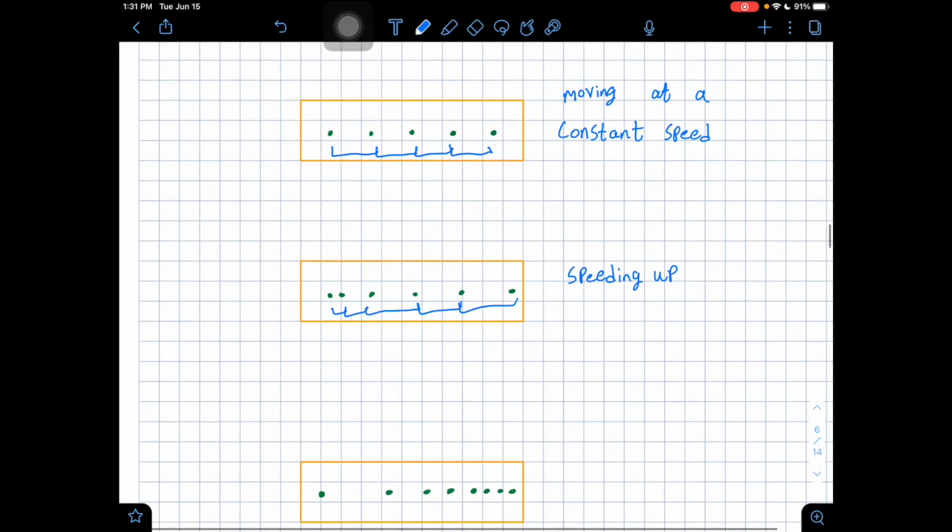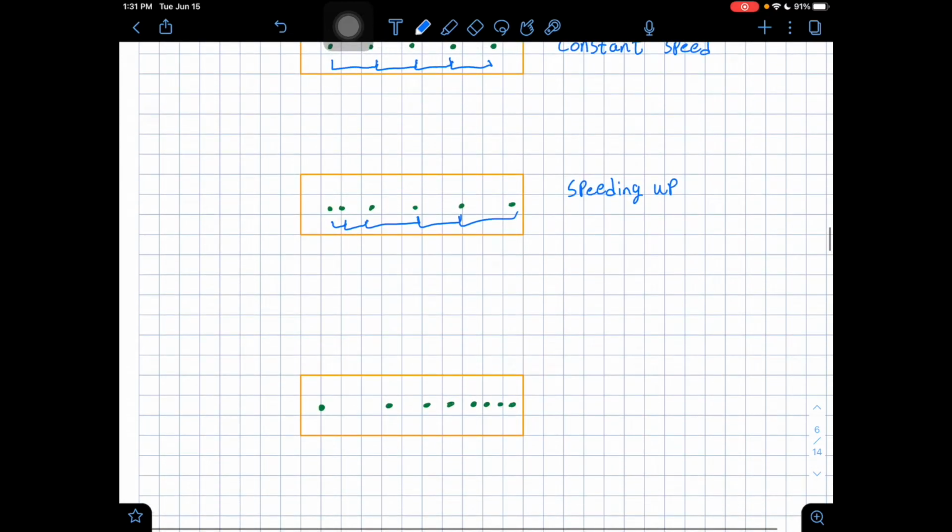So now let's go ahead and go to our last motion graph, which we can see that everyone is pretty distanced, but then all the dots are getting closer and closer together. And in this one, we're going to be thinking the opposite way from our last diagram. Everyone's at a distance from each other, but now everyone's getting closer and closer together.